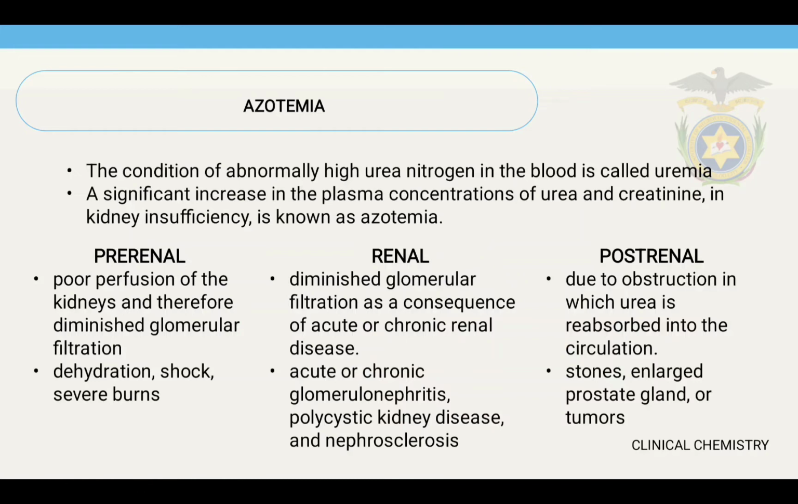And for your post-renal azotemia, this is due to obstruction in which urea is reabsorbed into the circulation. Some of the more common causes are stones, an enlarged prostate, or some tumors.